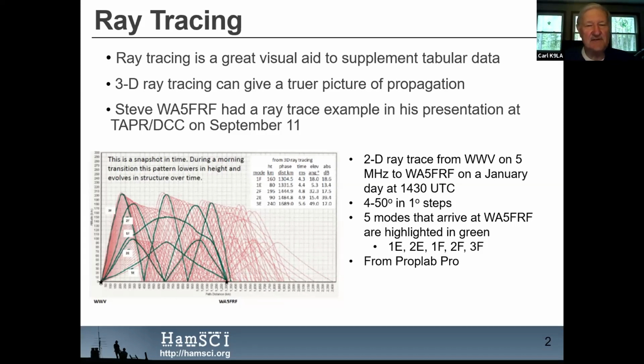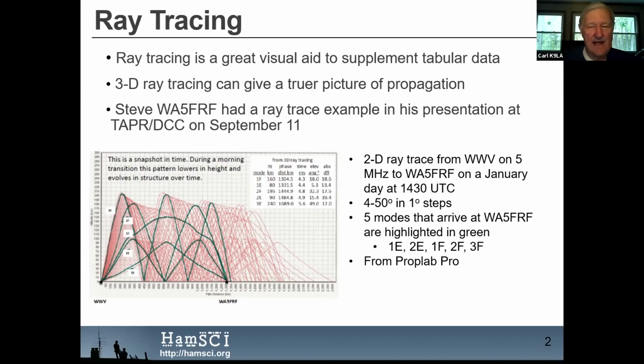This is a 2-dimensional ray trace. In other words, it only traces in the plane of the Great Circle path. It doesn't allow skewed paths due to horizontal gradients. And the ray trace went from 4 to 50 degrees in 1 degree steps. You can see things get very crowded there. The red traces are the ordinary wave. And what's highlighted in green are the 5 modes that arrive at WA5FRF on that January day at 1430 UTC.